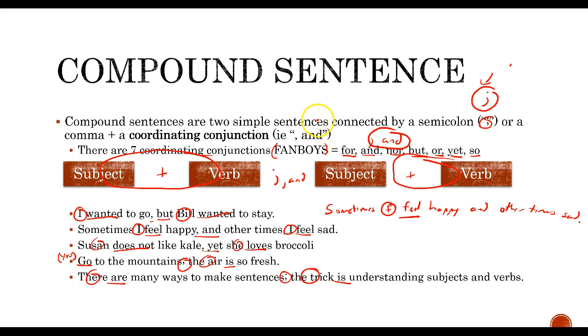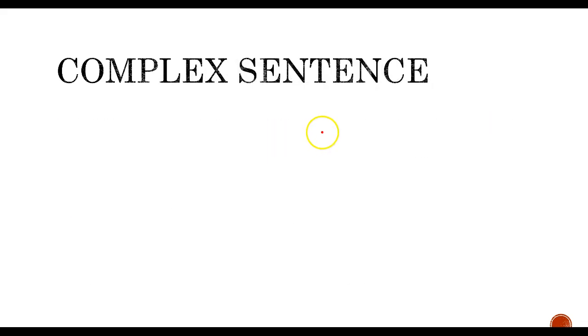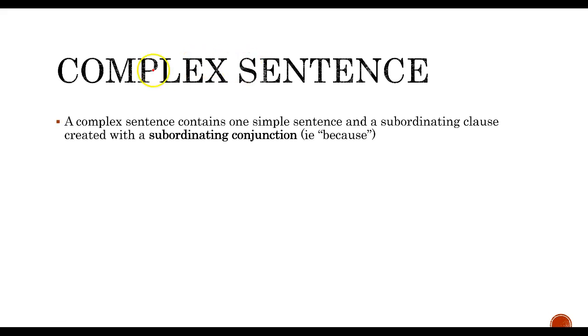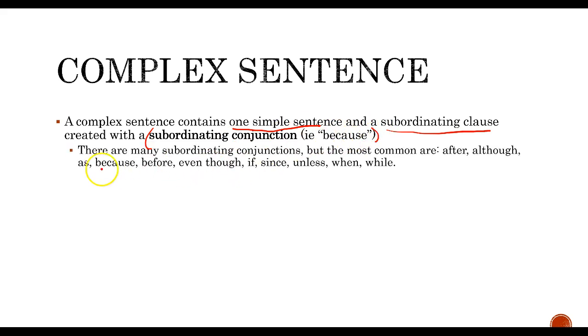So hopefully you got that one. Let's take a look at the next type of sentence, the complex sentence. Sounds very complicated. It's actually not too complicated. The complex sentence contains one simple sentence and a subordinating clause created with a subordinating conjunction, such as because. There are many different types of subordinating conjunctions, and these are the words you use to make complex sentences. In the same way you use coordinating conjunctions to make compound sentences, such as any of the FANBOYS ones, you use subordinating conjunctions to make complex sentences.